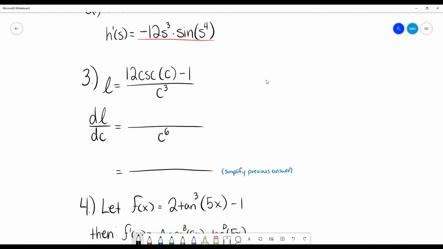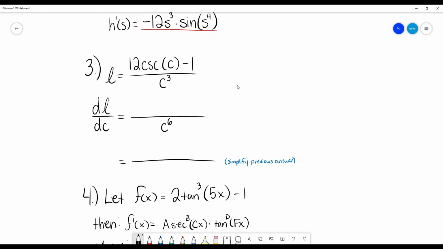Now, number 3 is an interesting one. We have our function L, so it's a cursive L, equals 12 times cosecant of c minus 1 over c cubed. And now we want to figure out what the derivative of L with respect to c is going to be. So, looks like we have to use our quotient rule here.